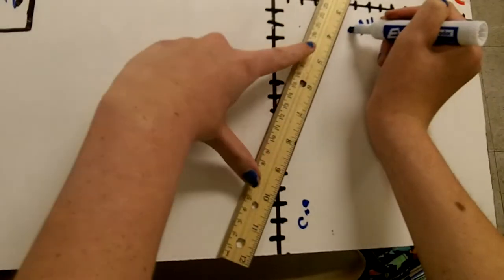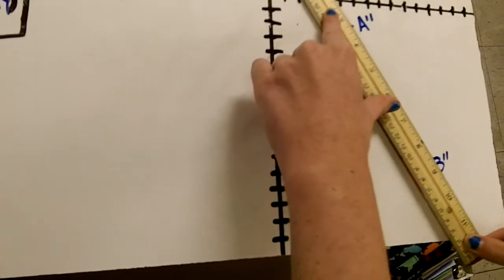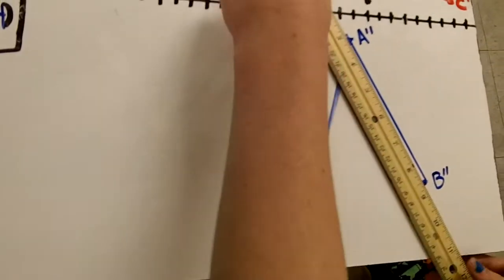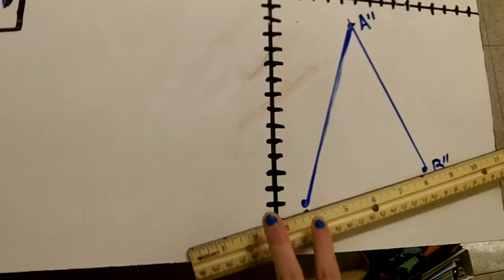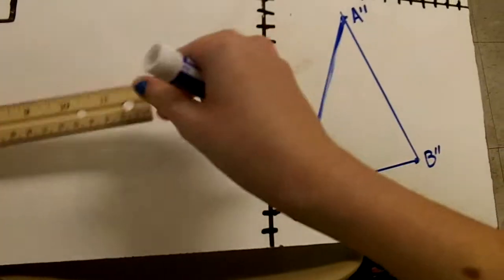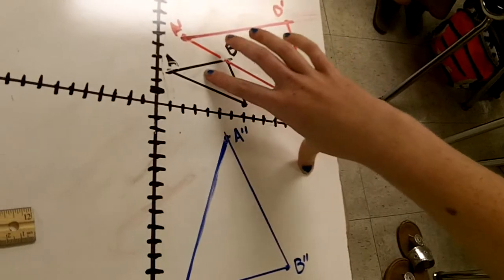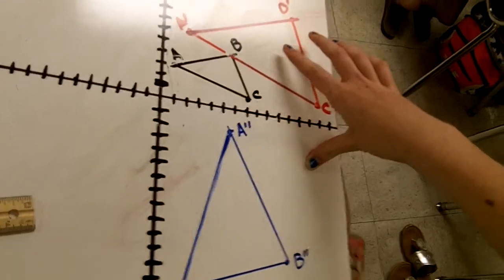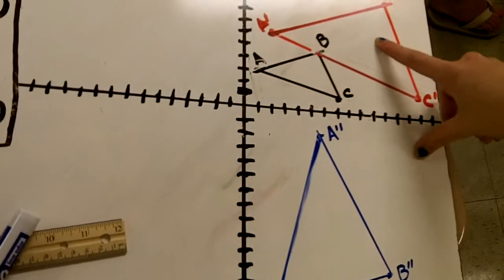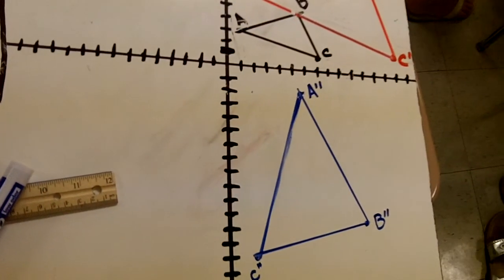Now all we have to do is connect those. Make sure you have straight lines. It's better for marking. And there you have it. We have successfully transformed ABC, dilated it by 2 to get A prime, B prime, C prime, which was then rotated 90 degrees clockwise to get A double prime, B double prime, C double prime, and that's how you do that problem.